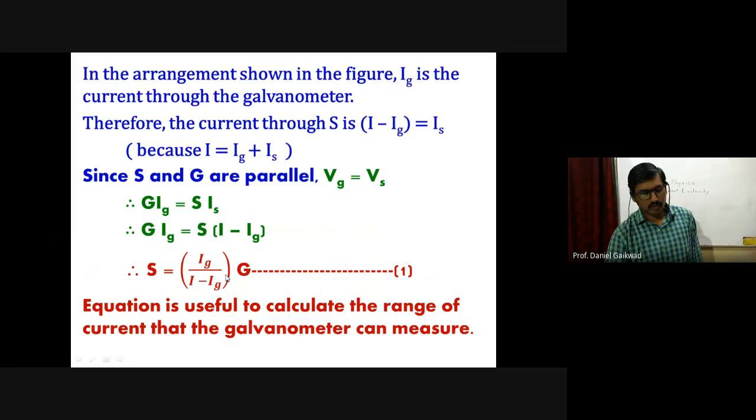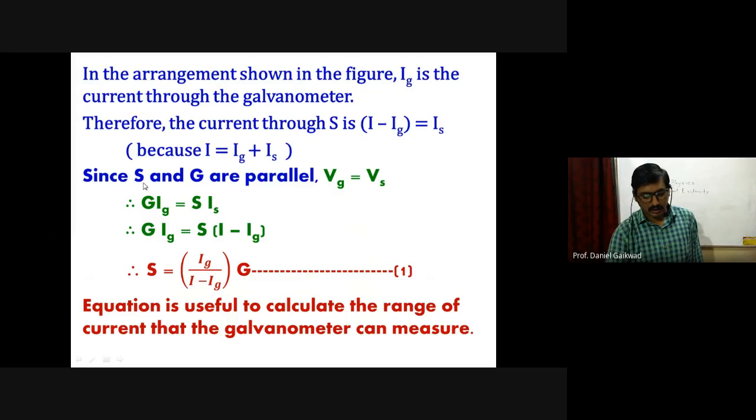Now we have a small derivation. In the arrangement shown in the figure, Ig is the current through the galvanometer. Therefore the current through S will be, check, the total current I is equal to Ig plus Is. So we write the equation for Is: Ig taken on the left hand side, I minus Ig is equal to Is. This is a reference equation.